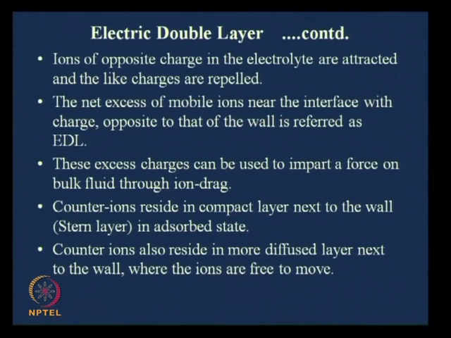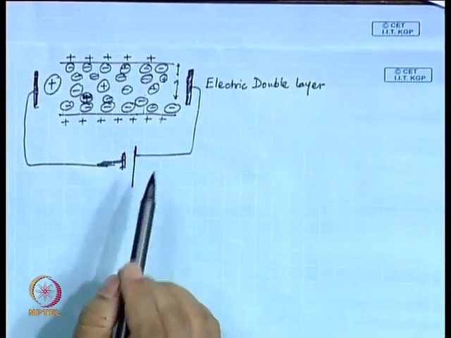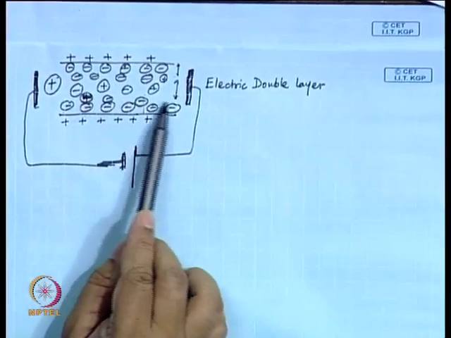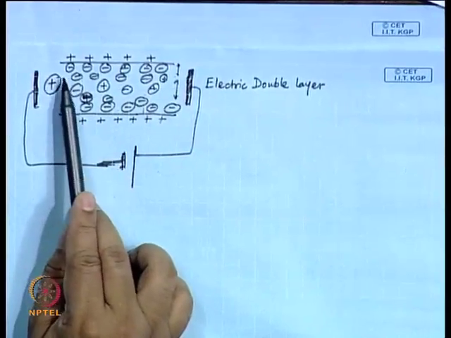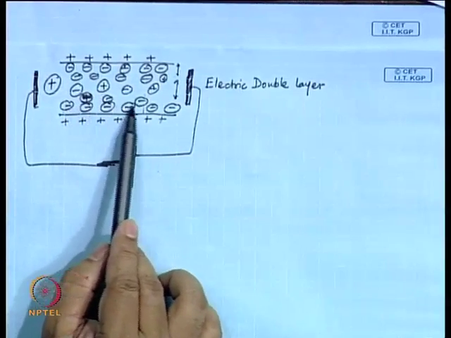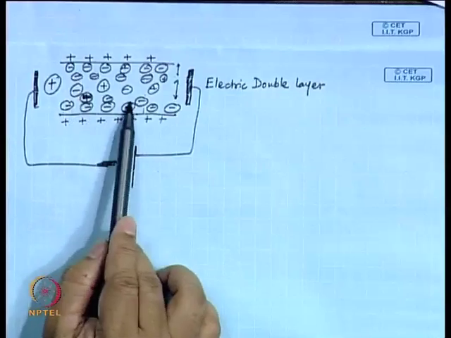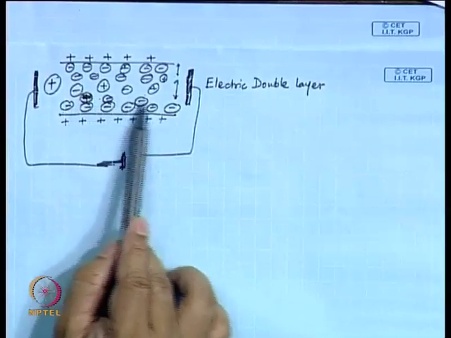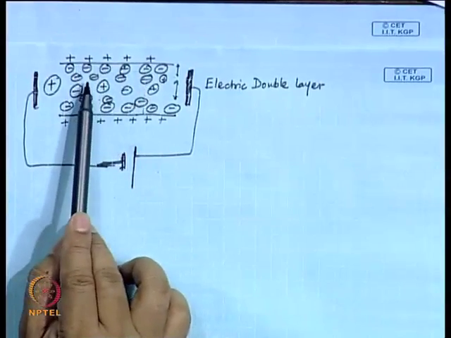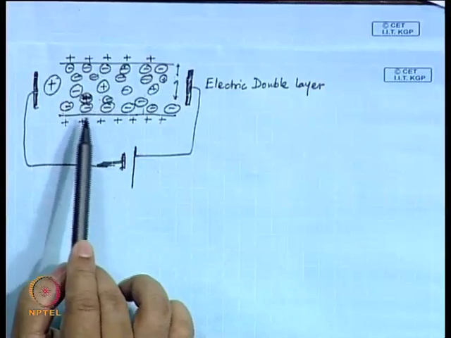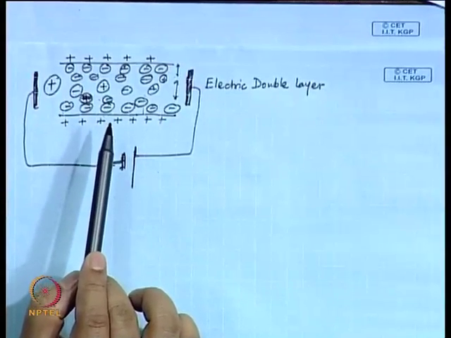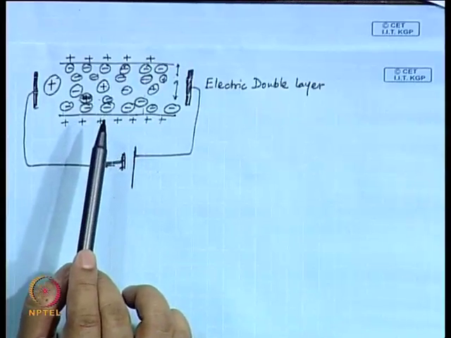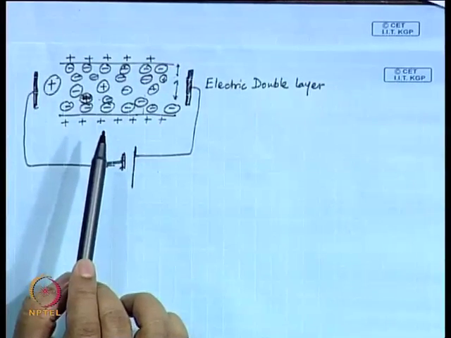So now if I look at what I have drawn here on this page, what we are saying is that these negative charges will be pulled to one electrode. Okay, and the positive charges, I mean negative charges will be pulled towards one electrode. While this pulling happens, there will be a force on the bulk fluid through ion drag.